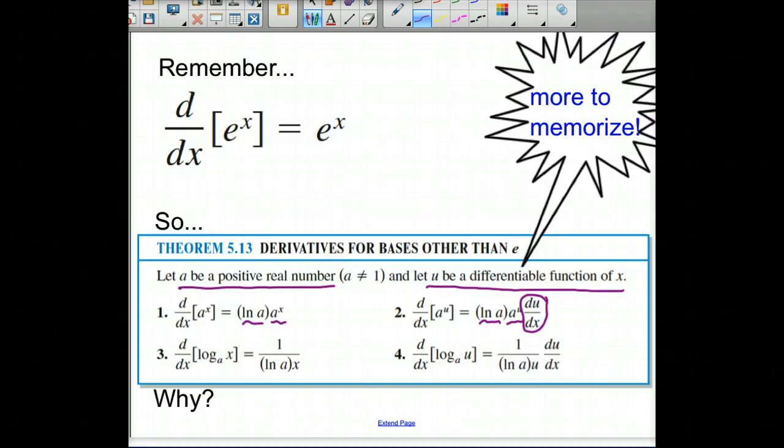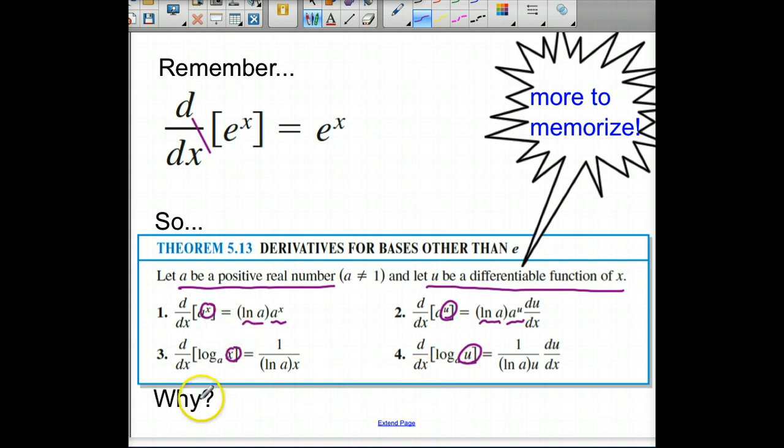Sorry about that. And then the derivative of a regular log base a of x is 1 over the natural log of a times x. And the derivative of log base a of u, so u is a whole function, is 1 over the natural log of a times u, and then times the derivative of that function. So these two are if x is just plain x, but this is if you have a function of x.